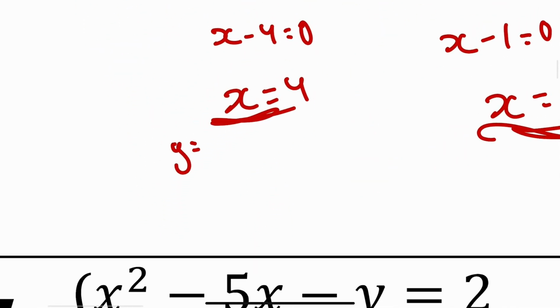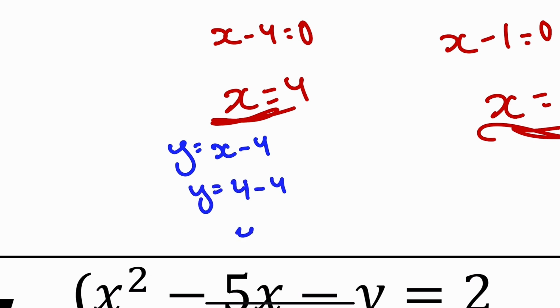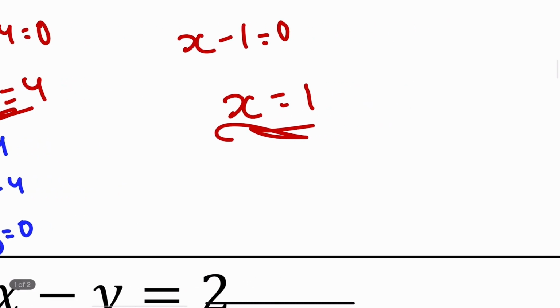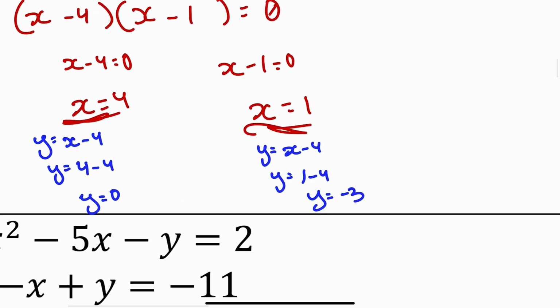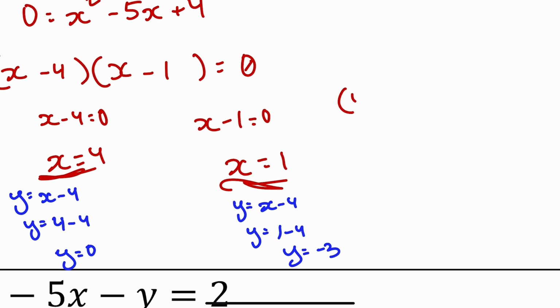So y is equal to, I'm going to use blue, y is equal to x minus 4. Now I know x is equal to 4 in this case. So y is equal to 4 minus 4, which gives me y is equal to 0. Same thing here. Y is equal to x minus 4. X is equal to 1, so y is equal to 1 minus 4. Y is equal to negative 3. That gives me 2 points. That gives me 4, comma, 0. And that gives me 1, comma, negative 3.